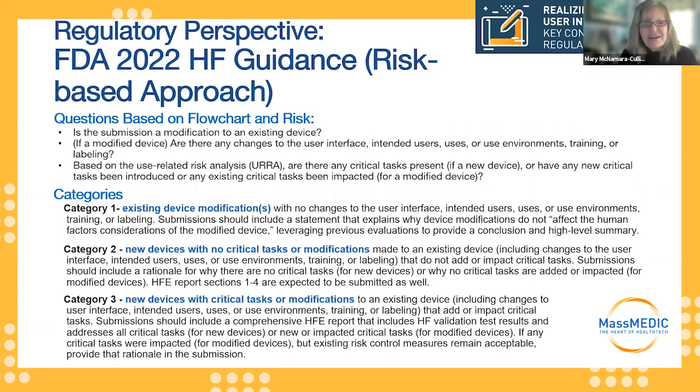And one last thing, a couple of examples. The first example for category 1 might be addition of new cybersecurity measures that wouldn't affect critical tasks. An example for category 2 would be to have a further description or labeling associated with your device or your system. And that would require a rationale. And then category 3 would be devices that have major critical tasks or modifications to devices that add critical tasks to that. So that is it.